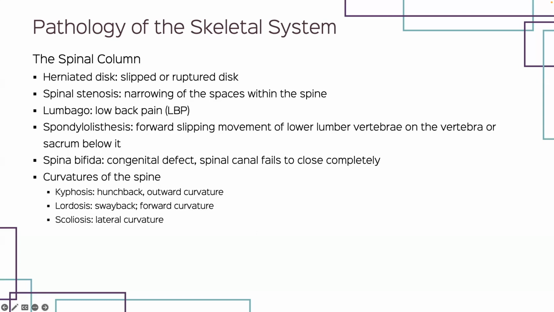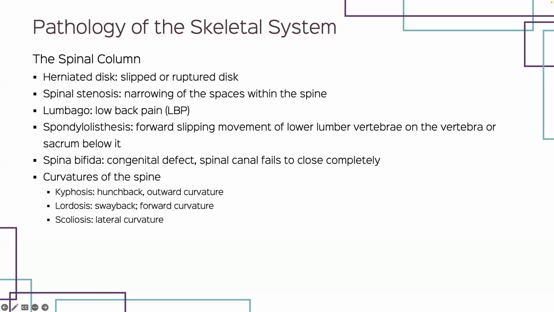Now, within the spinal column, you do have some herniated discs. So sometimes they can actually slip and move out of the area, or they could rupture and just not hold their donut shape. They can just not hold that shape and then slide out. Spinal stenosis is just the narrowing of the spaces within the spine. If you see the term lumbago, that is just your low back.